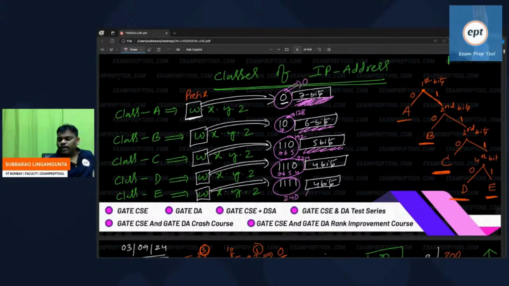Forget about this. This will give the minimum, this will give the maximum. Don't worry about the remaining bits, don't bother about them. They will give further values. Remember, these will give the starting value.